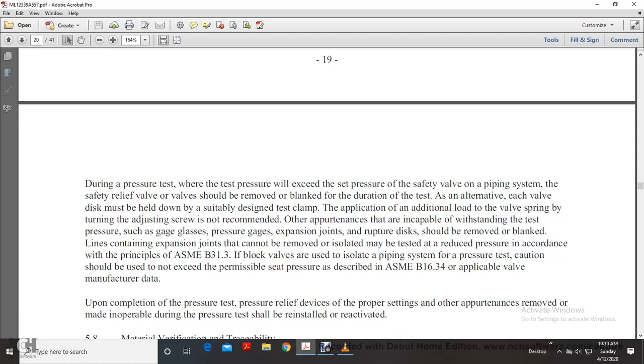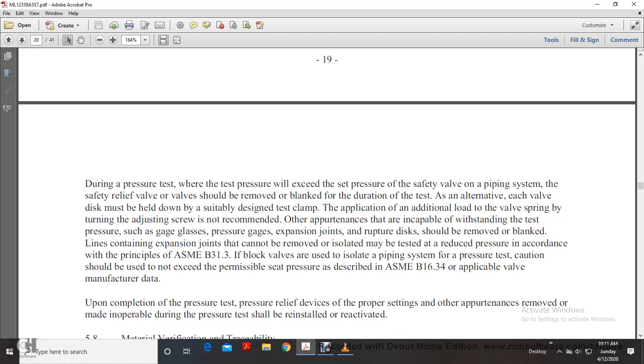All right, during a pressure test where the test pressure will exceed the set pressure of the safety valve of the piping, the safety relief valve should be removed or blanked during the duration of testing. Alternatively, each valve disc must be held down by a suitably designed test clamp, applying additional load to the valve spring by turning the adjusting screw.